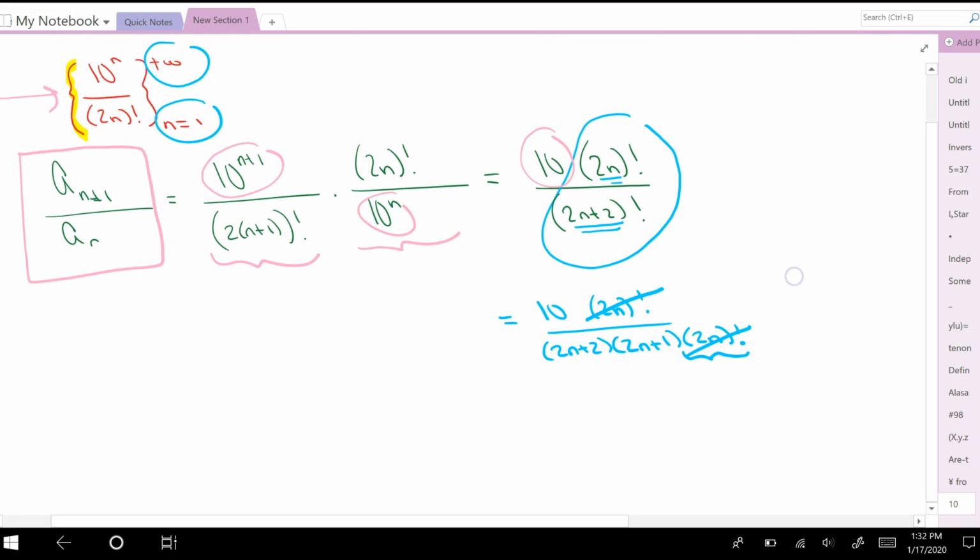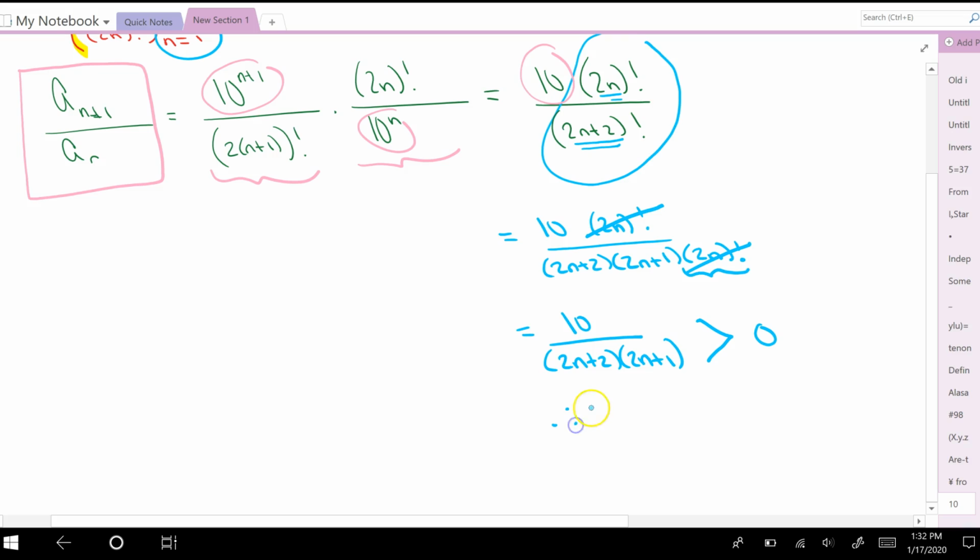So at the end of the day, I have 10 all over the quantity 2n plus 2 times 2n plus 1. And it's very clear to me that for values of n that are pertinent in this work with sequences, this expression here will always be a positive number, bigger than 0. Therefore, I have just shown that a sub n is strictly increasing.